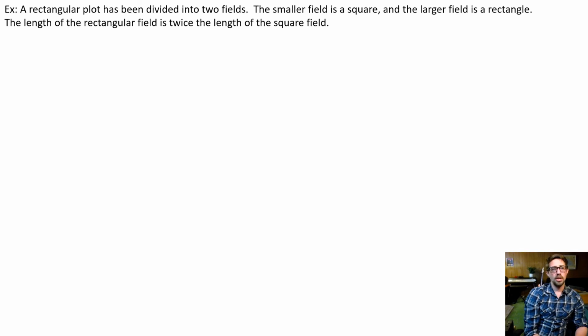Okay, so a rectangular plot has been divided into two fields. The smaller field is a square, and the larger field is a rectangle. A square is technically a rectangle that just has equal sides, but the larger one does not have equal sides. The length of the rectangular field is twice the length of the square field. So you see what I mean? It's hard to visualize as is, but the second you draw a picture, you'll immediately know how to solve it. But we need one more piece of information.